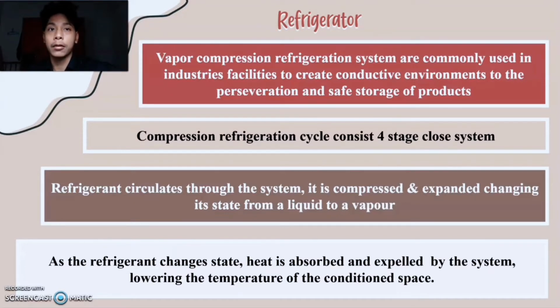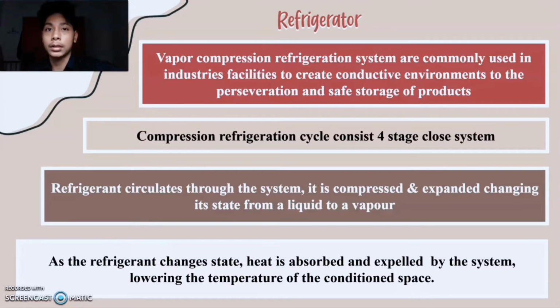The functionality of the compressor in the full cycle of the refrigerator is to control the flow of the refrigerant by acting as a motor and a pump. This allows it to pressurize the refrigerant and reduce its volume. In the first stage of the refrigeration cycle, refrigerant enters the compressor as a low pressure vapor. Refrigerant circulates through the system and is compressed and expanded, changing its state from liquid to vapor. The compressor compresses the refrigerant to a high pressure vapor, causing it to become superheated.